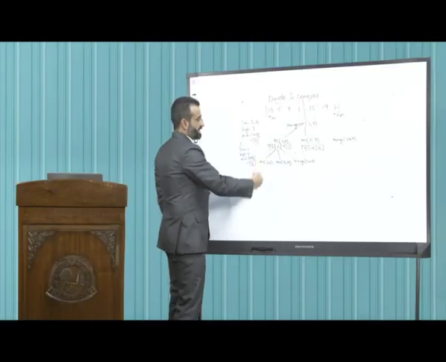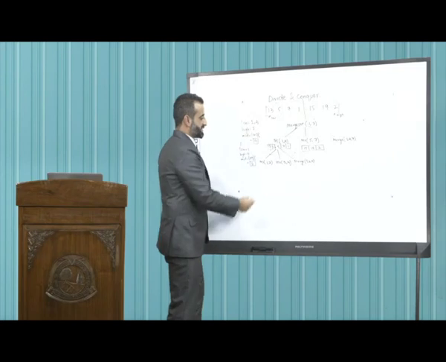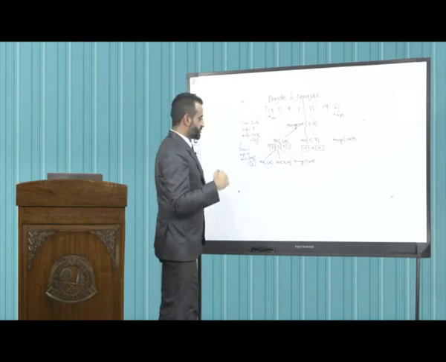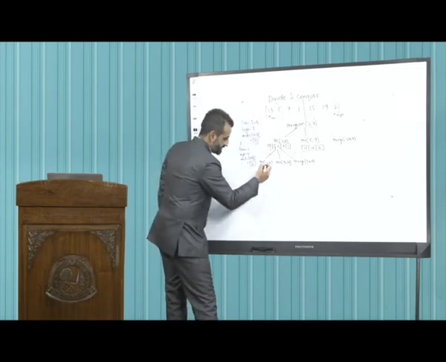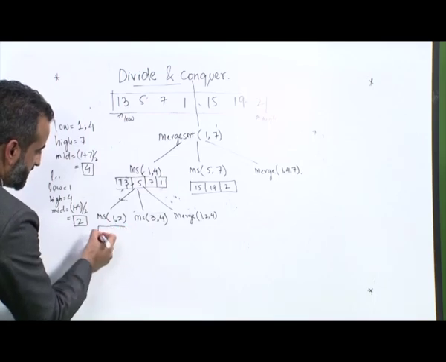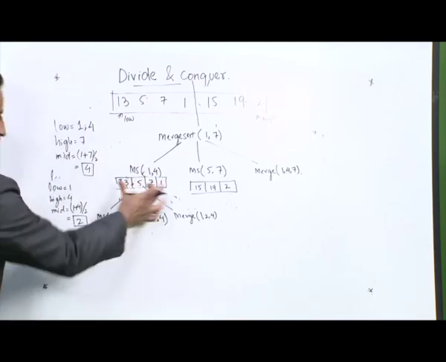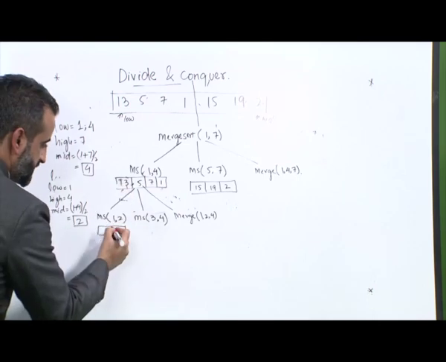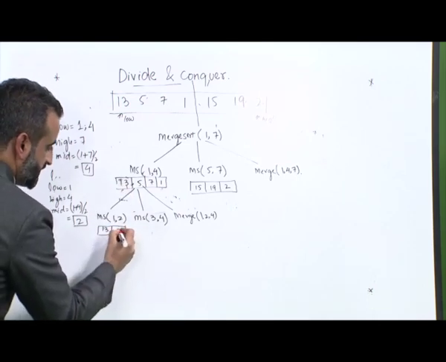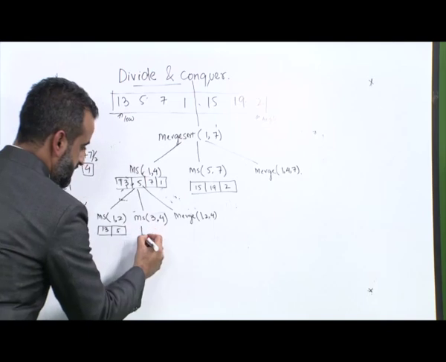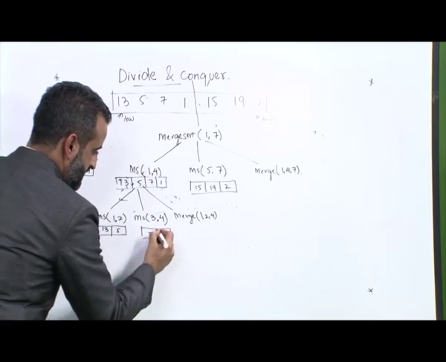We will keep on dividing this problem. Since this is not a single element, not a singleton element, we will keep on dividing till we get those single elements. Now for this case, if I look at the elements, this array has been further divided into two parts. The first part consists of two elements, that's 13 and 5. And the second part consists of two elements, that's 7 and 1.